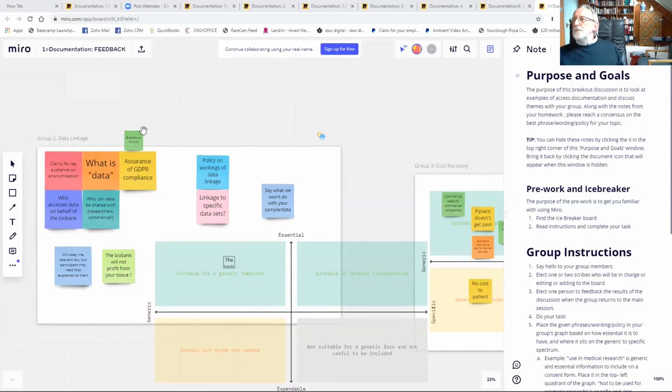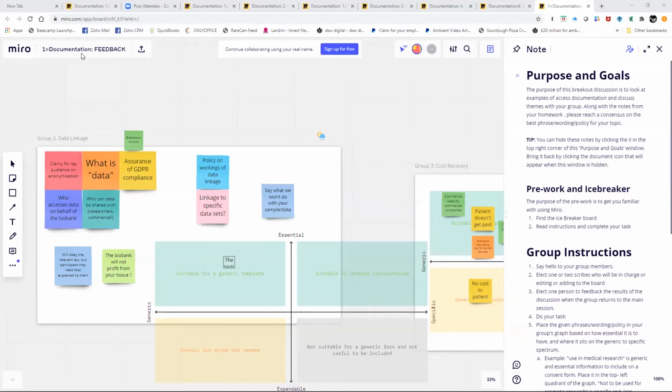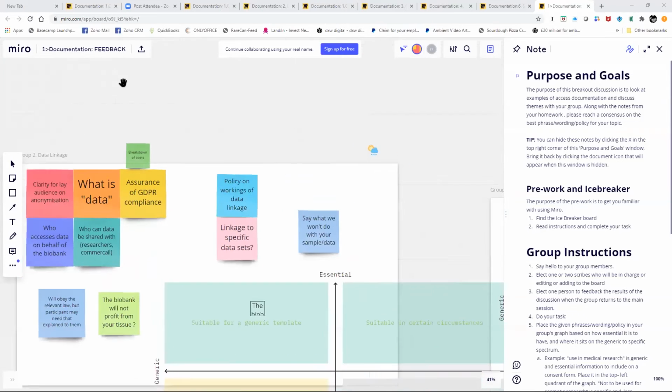Okay, so the type number one was commercial access, yeah. Although this looks like number two to me. That is number two, Andy. Data linkage. Yeah. Okay.